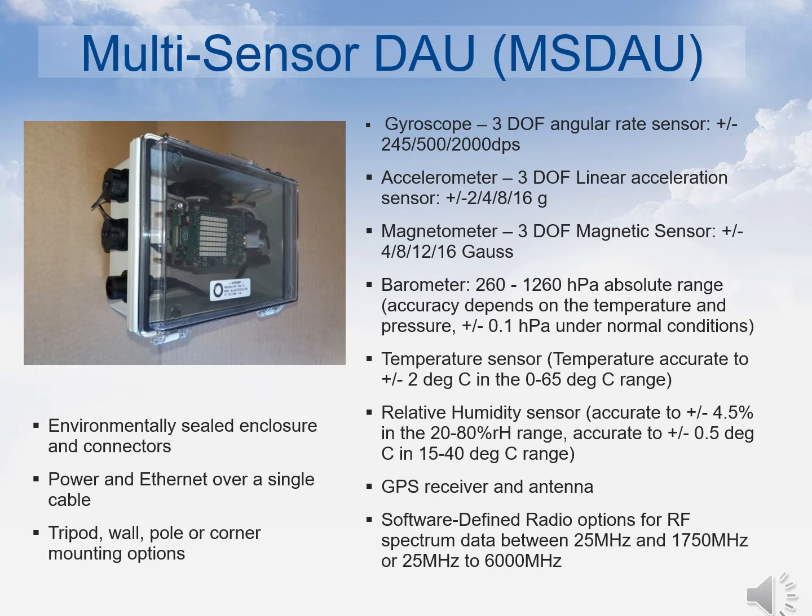There are three options for this. One is no radio at all. The two others, though, are one type of receiver that can cover about 25 megahertz to 1750 megahertz, and a second option for about 25 megahertz to 6000 megahertz. External antennas that match these bandwidths are also available.